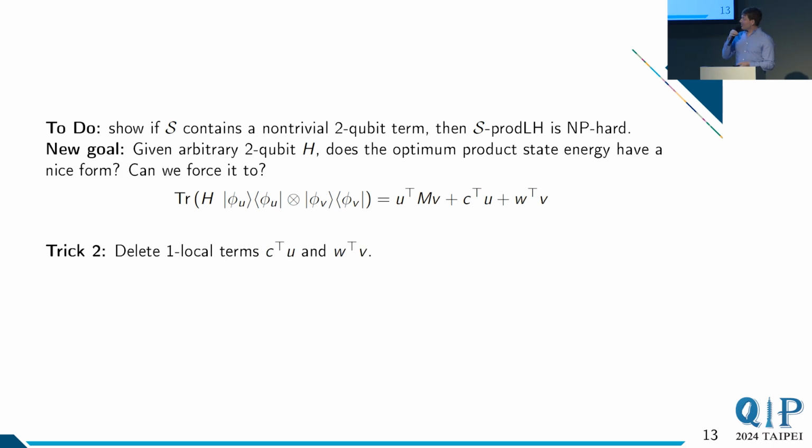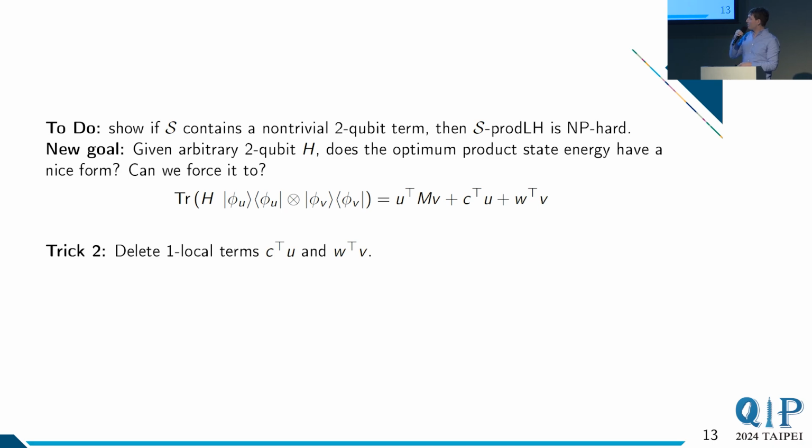And the second trick we're going to use is to delete the one-local terms. These terms arise from the Pauli decomposition, terms like X tensor I tensor Z. It will simplify the expression if we can get rid of these.